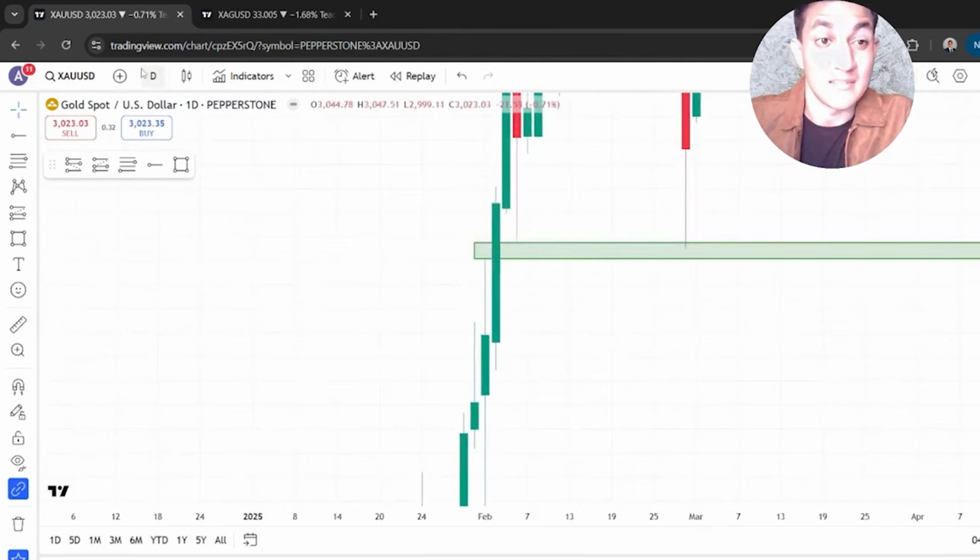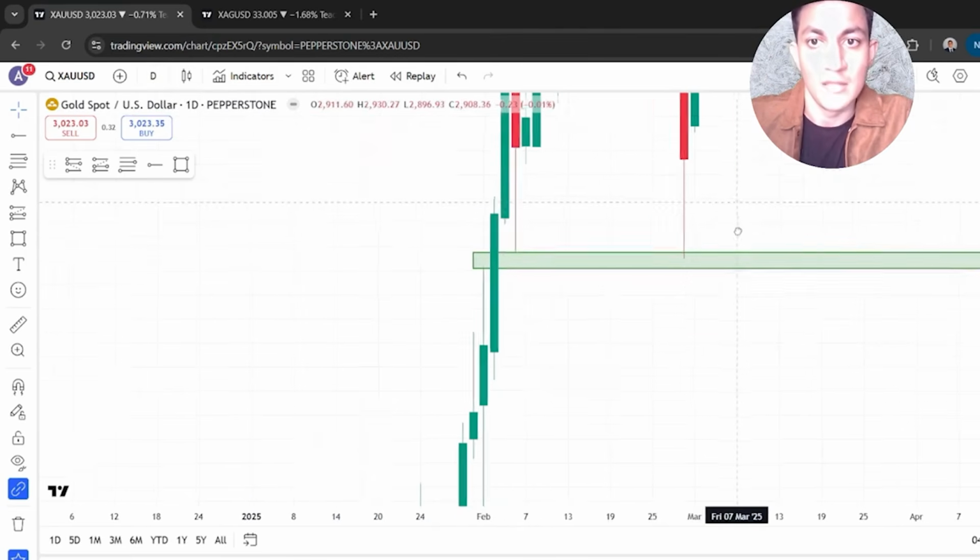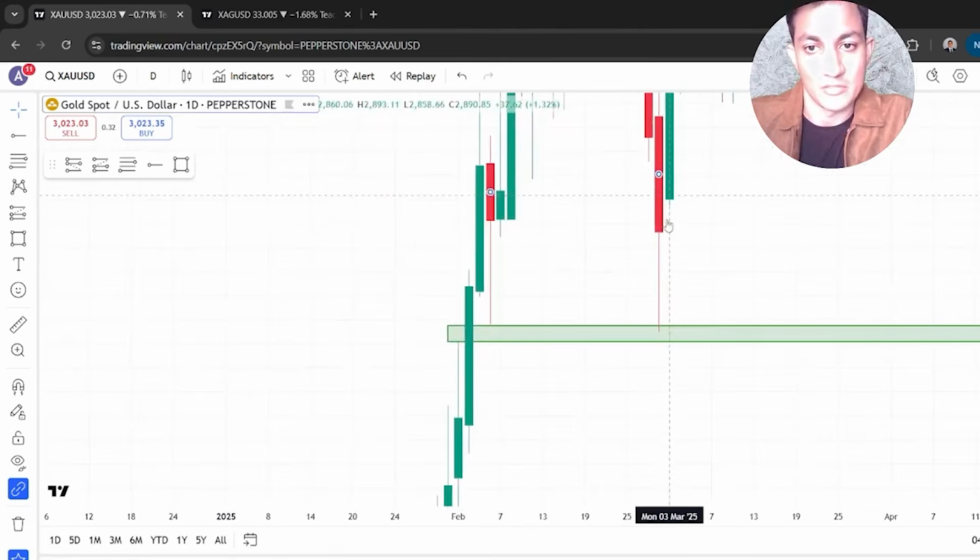Because you gotta remember, this is the daily chart. So this is the previous day's low. Price comes down, takes out liquidity at this low, instantly reverses off in the opposite direction. I mean, just look at this wick here, right? Look at this wick, right?